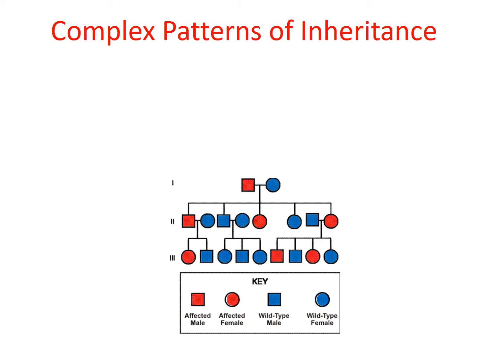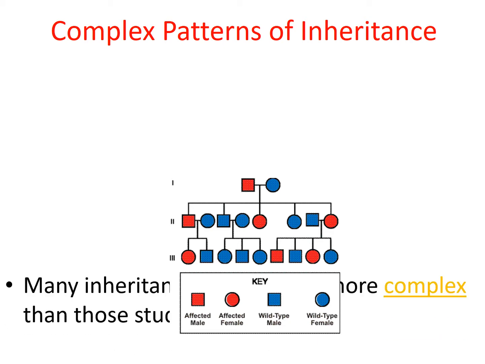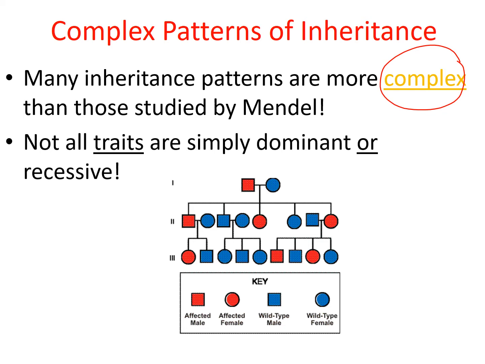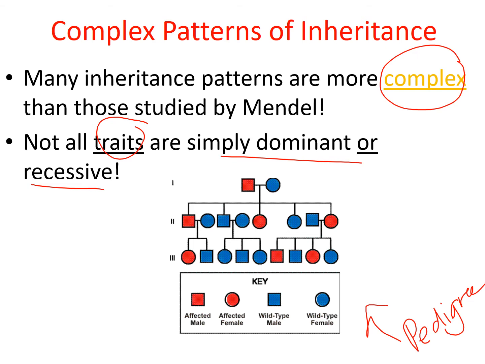So again, you all did pretty well with the Punnett squares. But many inheritance patterns are more complex than what we did with the Punnett squares, just with the regular genes and the dominant and recessives. Not all traits are actually just dominant and recessive. And this little chart right here is a pedigree. We will actually learn this in our next set of notes.